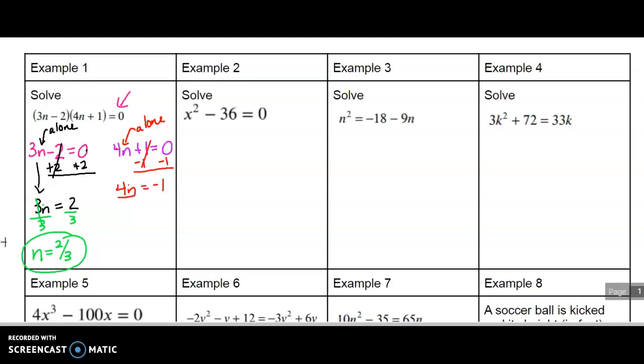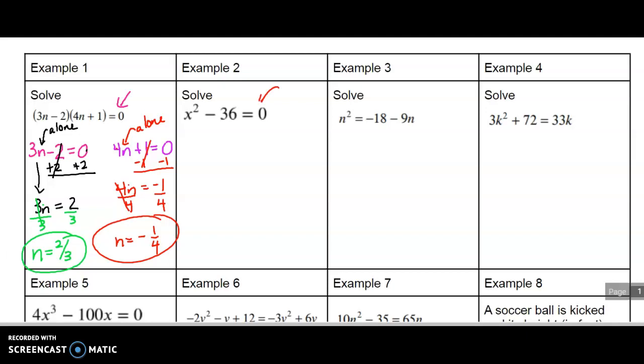These 2 are being multiplied, so we want to divide by that 4. So n equals -1/4. Okay, so fractions are fine, but we have 2 answers. And typically with quadratic equations, you should always have 2 answers. Sometimes they're the same, sometimes they're different. All right. Okay, so let's look at example number 2.